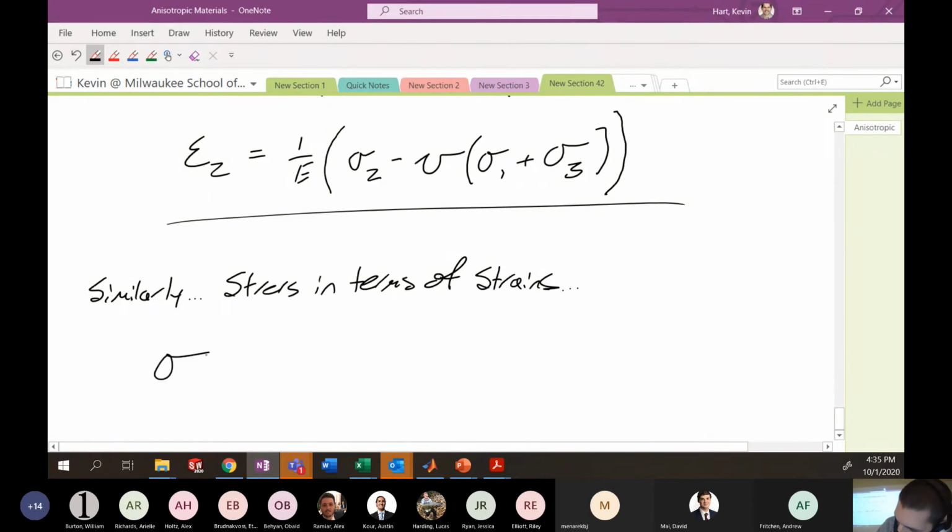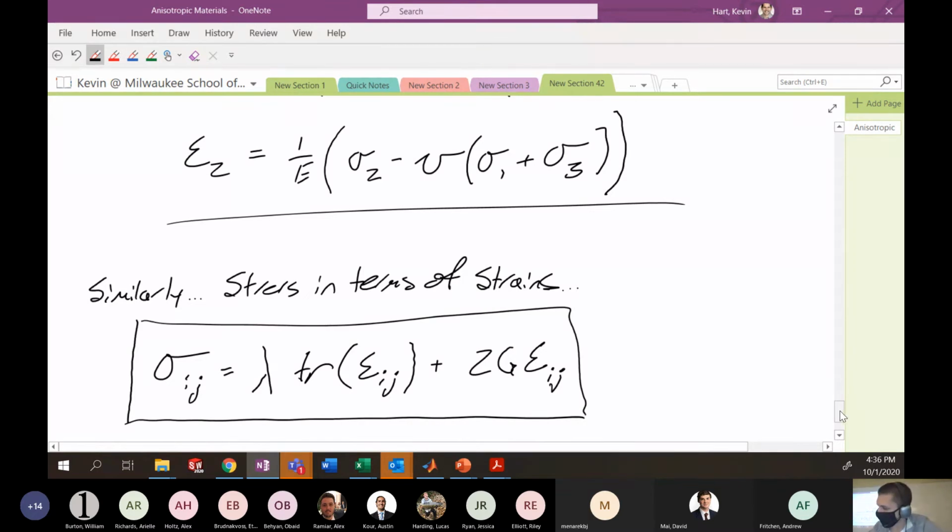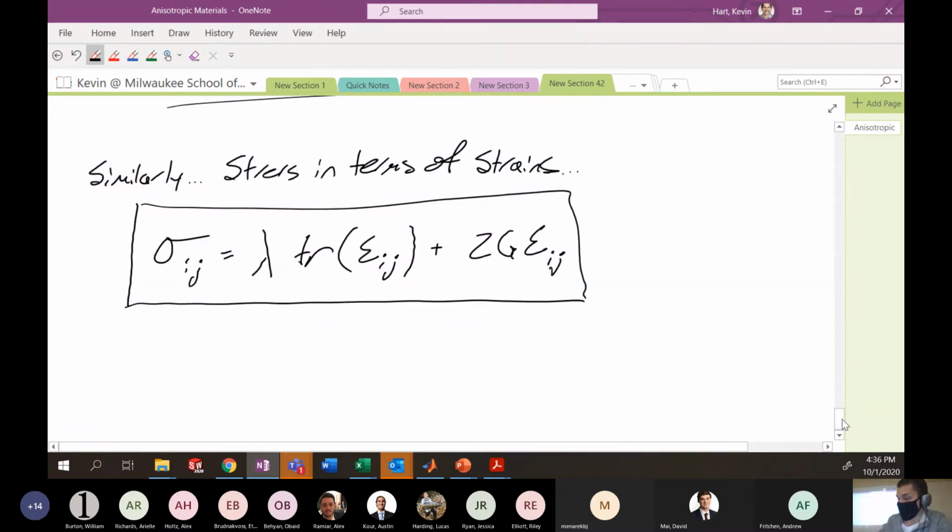You would have sigma ij equals a parameter here, lambda, I'll explain in a moment, times the trace of epsilon ij plus 2G, your shear modulus, times epsilon ij. This is indicial notation for stress ij in terms of strain ij. This is 9 equations.